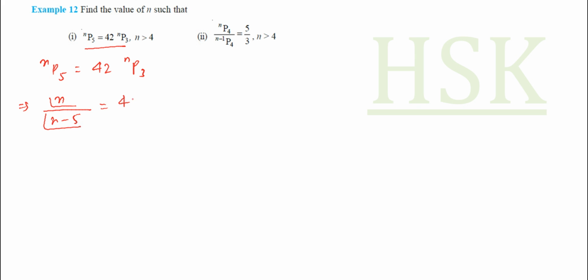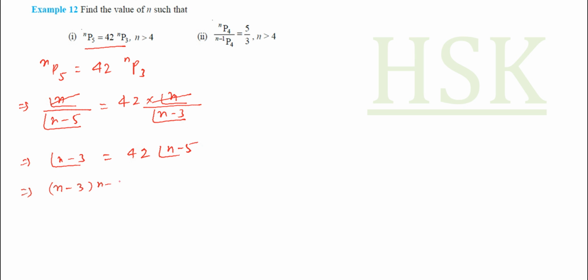This will be equal to 42 into nP3, that is n factorial upon n minus 3 factorial. So this n factorial and n factorial cancel out. This will be equal to (n minus 3) factorial is equal to 42 times (n minus 5) factorial. (n minus 3) factorial can be written as (n minus 3) into (n minus 4) into (n minus 5) factorial, which is equal to 42 into (n minus 5) factorial. These two cancel out.